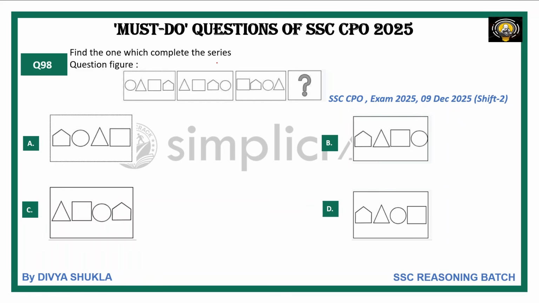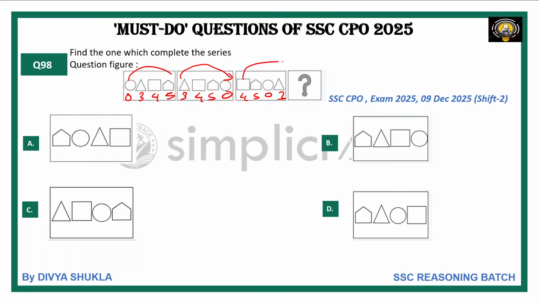Find the one which completes the series. Now understand, you are having circle, triangle, square, and pentagon. I can write it as 0, 3, 4, and 5, just for our representation. After this, you can see that circle went to the last, and then you are having 3, 4, 5, and 0. After this triangle went at the last. That means 4, 5, 0, 3.